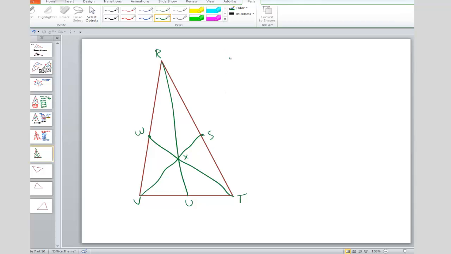Okay, so let's say we know that WX equals 5, and we also know that XV equals 8. Let's find WT and VS. Okay, if you want to pause it, go ahead and do that. Here, let's see the answers.